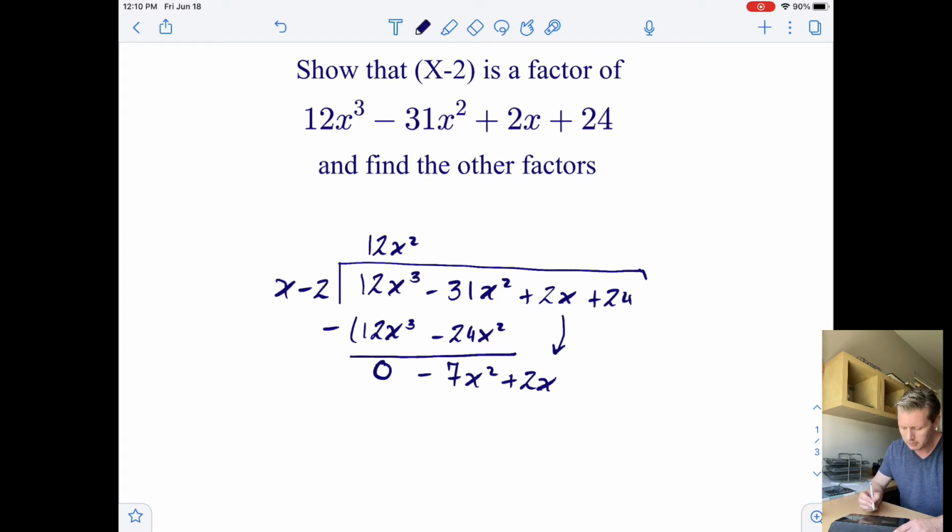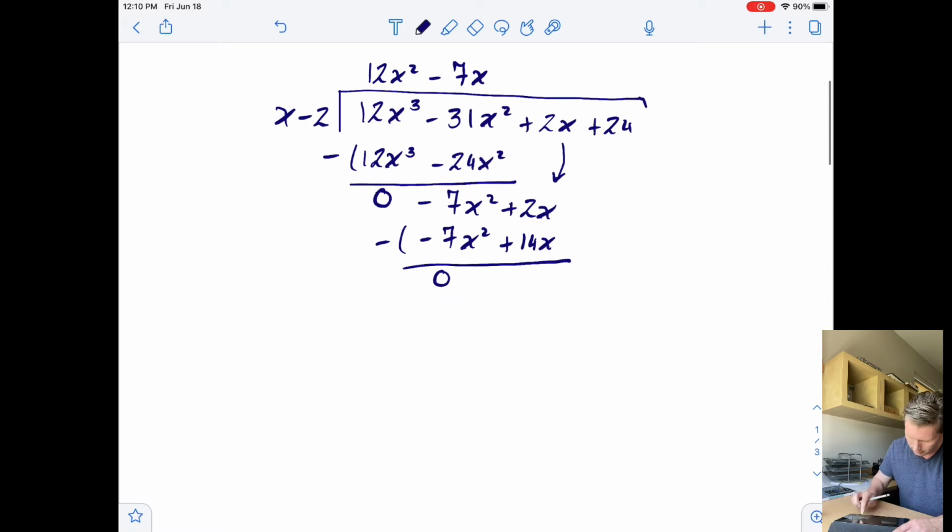What do I multiply x by to get negative 7x squared? Well, that would be negative 7x. Negative 7x times x is negative 7x squared, of course. And then negative 7x times negative 2, again, double negative gives me a positive, so that is positive 14x. And I subtract. I will get here a 0, negative 7x squared minus minus 7x squared is 0. 2x minus 14x is negative 12x.